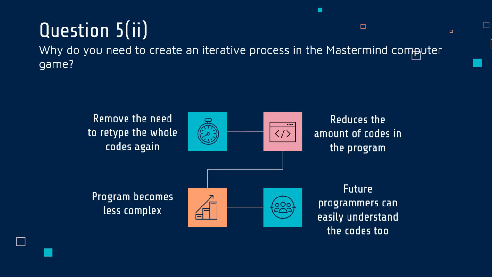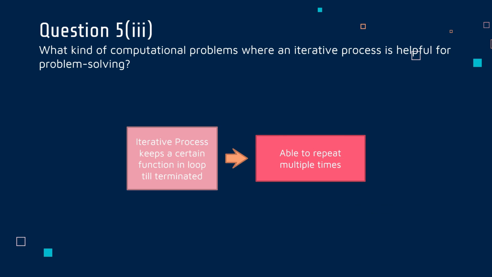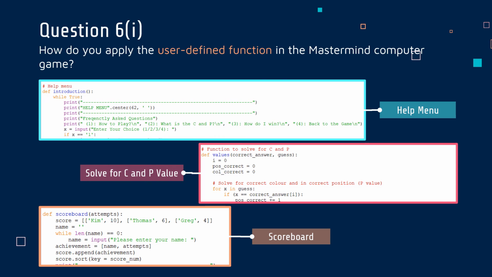Well, with the iterative process, it removes the need to retype the whole code again. With this, it can reduce the amount of code in the program. With less code, the program will become less complex. Therefore, future programmers can easily understand the code too. Well, the iterative process helps keep a certain function in a loop until it is terminated, as mentioned earlier. This would be really helpful, allowing repetition of the same function multiple times without the need to retype the whole code. So now we'll move on to lastly the user-defined function.